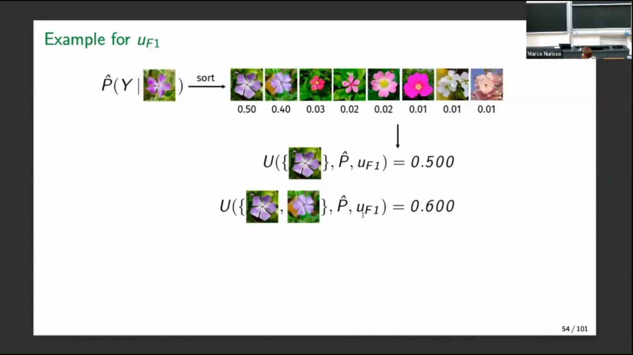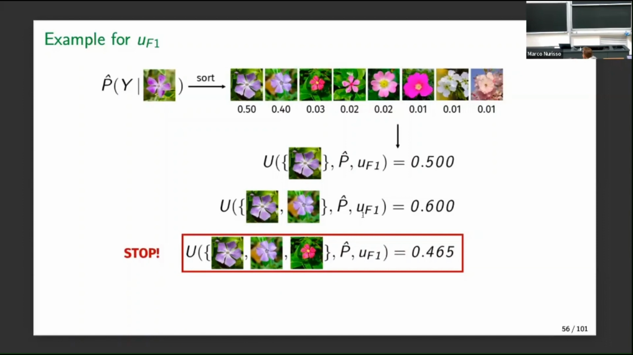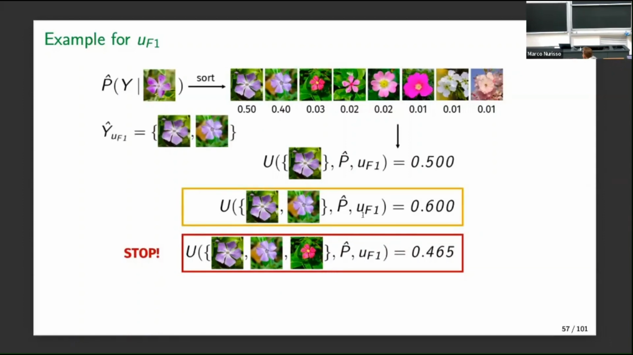In this case, the reward is higher. And you continue then by looking at the 3 highest probabilities, and you again look at the reward. Here, the reward decreases, and then the theory says that we can stop here, that we have found the optimum of the optimization problem. So we stop in the third step, and the set that we return consists of 2 classes.